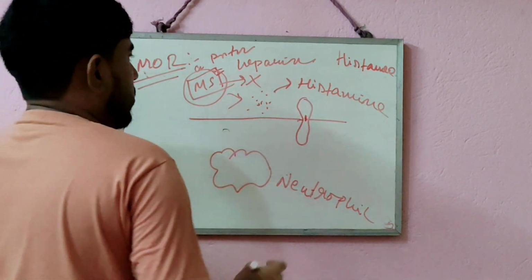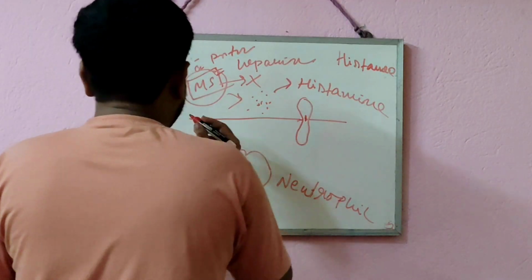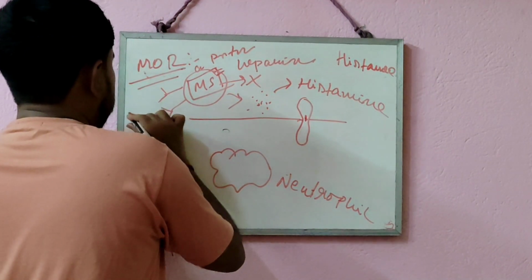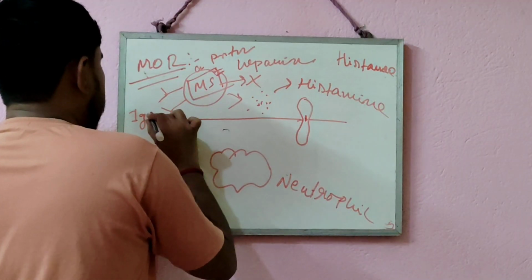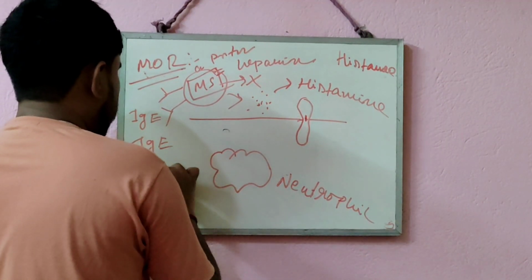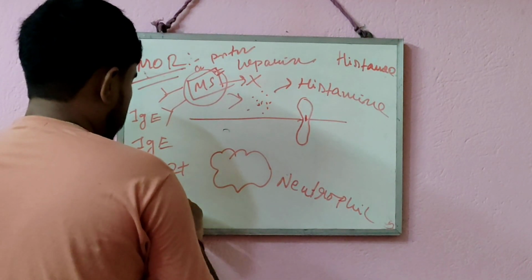So when they are releasing that histamine, that mast cell is going to be replaced by different immunoglobulins that involve IgE and IgM, and also it will be replaced with Ca2+ in place of histamine.